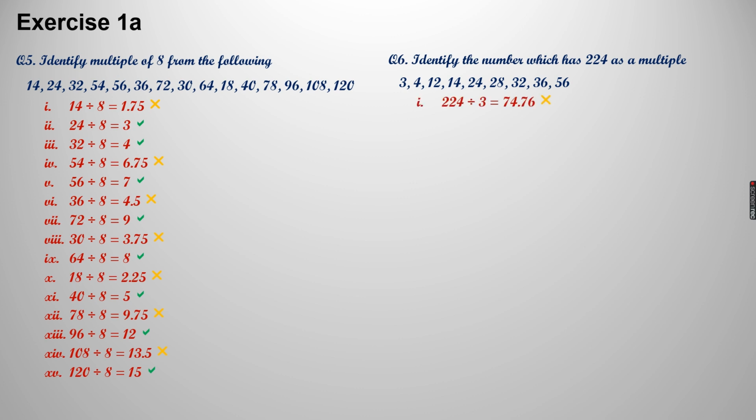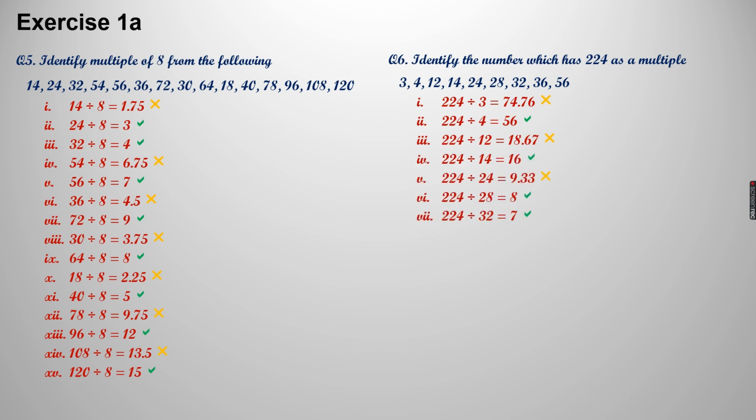Remember that. 224 divided by 3, no. 224 is not a multiple of 3. 224 is a multiple of 4. The same goes for 12, 14, 24, 28, 32, 36, and 56.